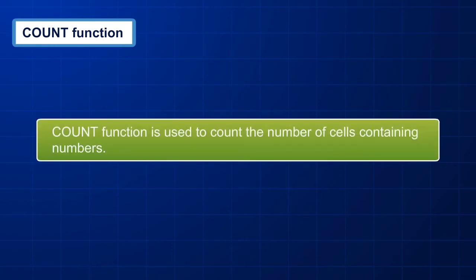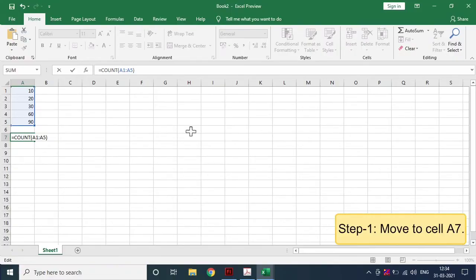Count function. The count function is used to count the number of cells containing numbers. Step 1. Move to cell A7. Step 2. Type the formula equals COUNT and in brackets pass A1 colon A5. Step 3. Press the Enter key.